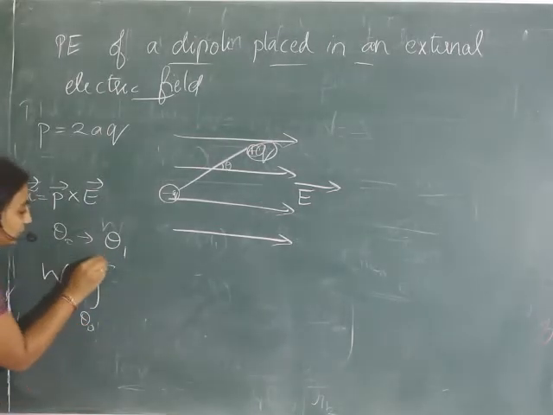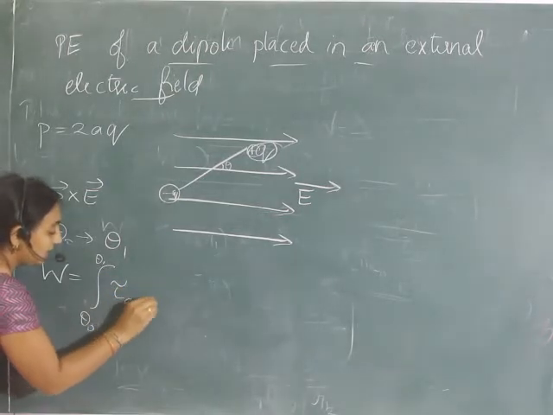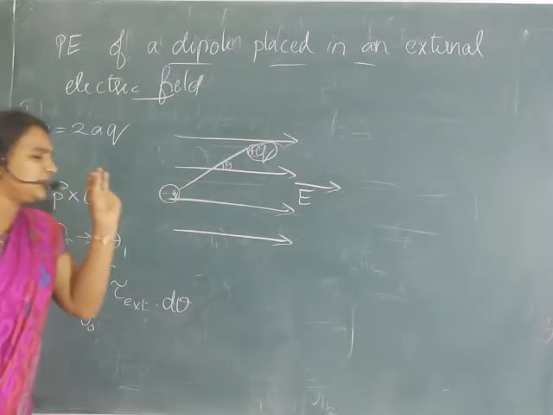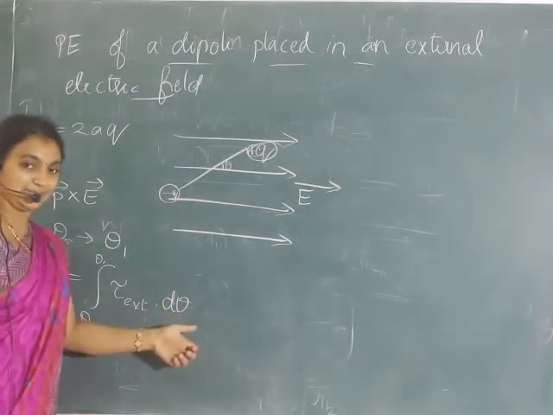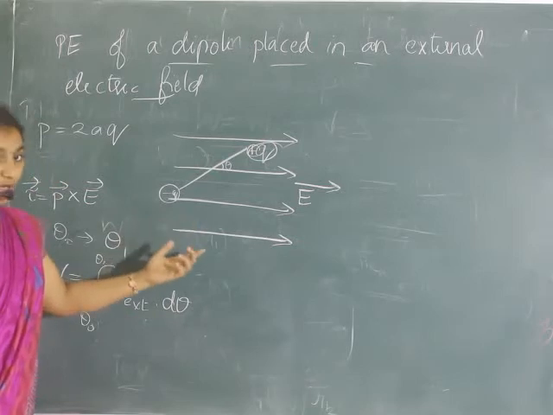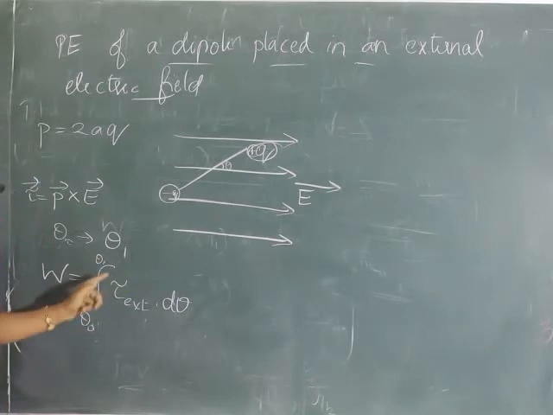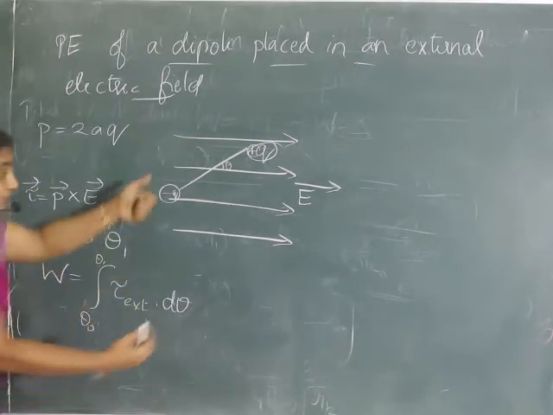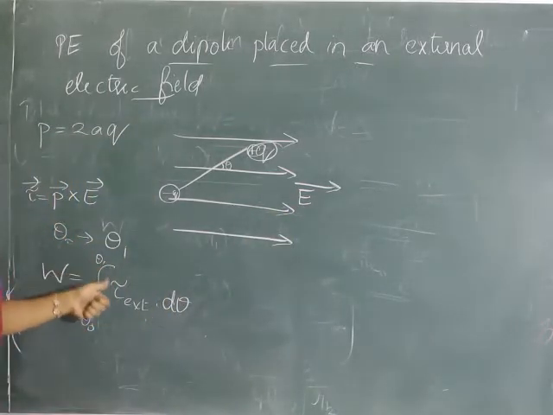Then the work done is nothing but, from where to where? From theta naught to theta 1 I have to rotate. With the external torque applied, for an infinitesimally small displacement d theta, the work done is this one. See, work done is nothing but force into displacement. Force is nothing but, in terms of torque, the external force we apply. External torque is tau external into d theta. How much do I have to rotate the plane of paper? From the angle theta naught to theta 1.